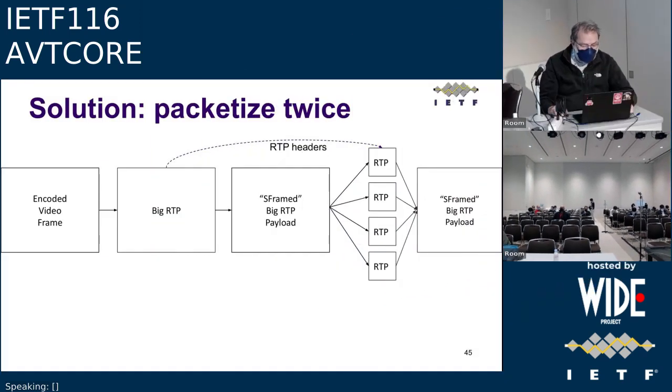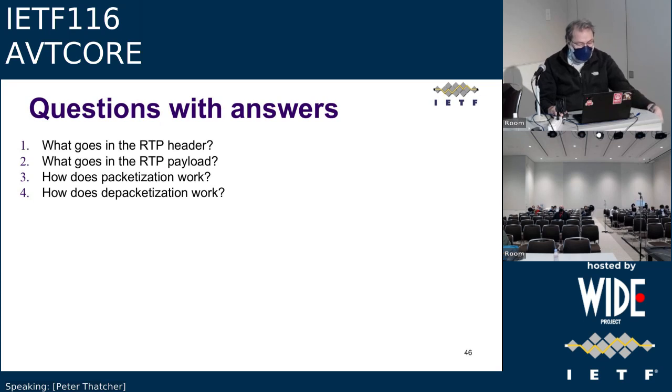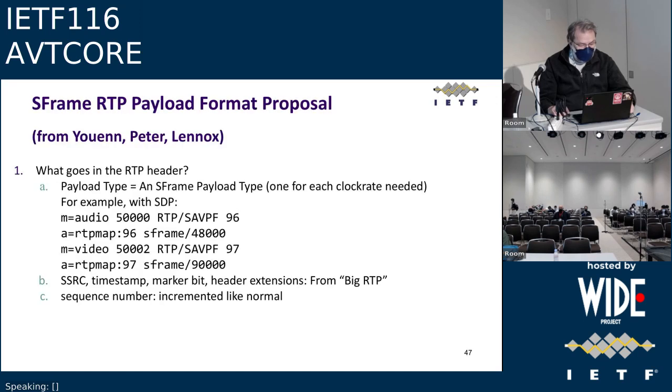Okay. So back to how, in the small RTP packets, what goes in the header, what goes in the payload, what is the process of the packetization, what is the process of the depacketization? Next slide. So what goes in the header?